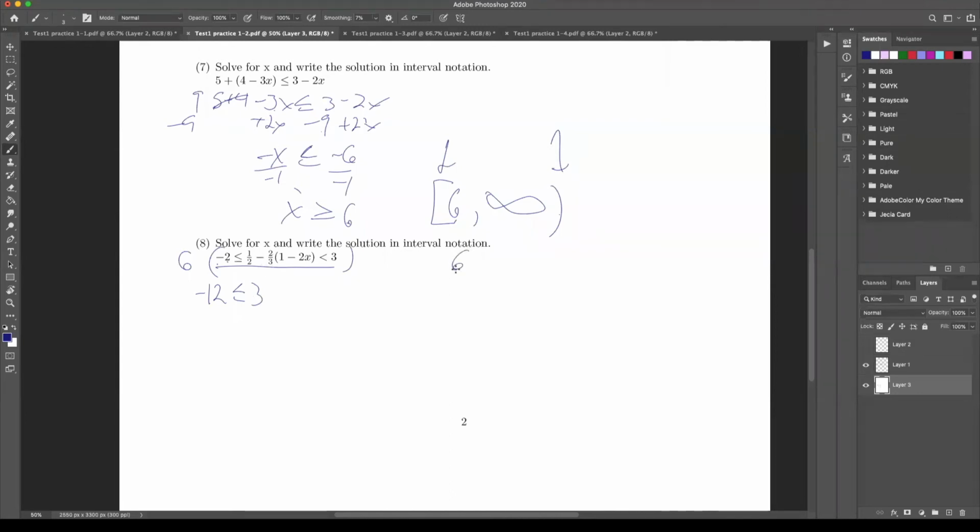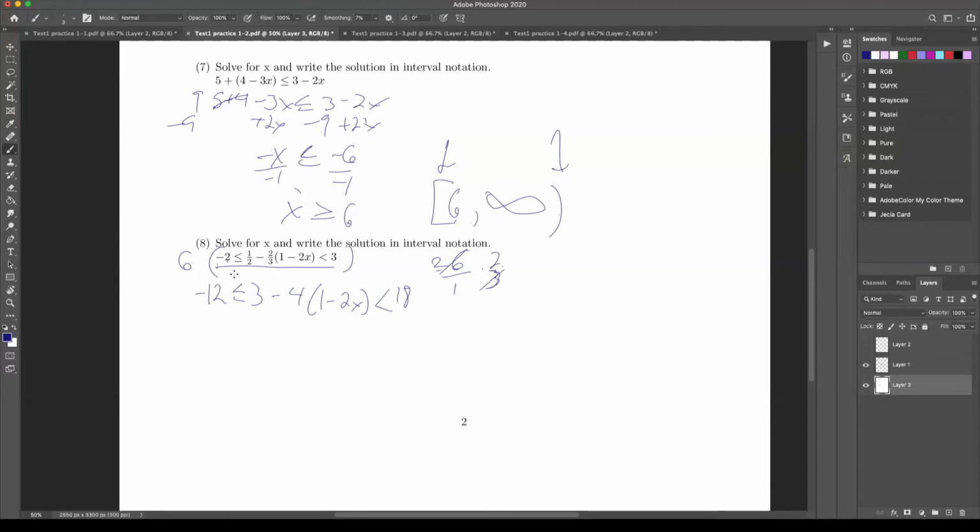2/3 times 6, let's do this one a little bit slower, times 2/3. Well, the 3 cancels here, so I get a 2. So 2 times 2 would be minus 4. Notice this is all still one term, so I don't need to do anything here. And then 3 times 6 is 18.